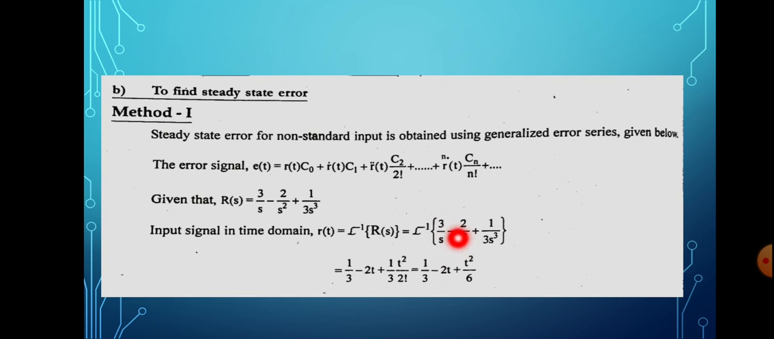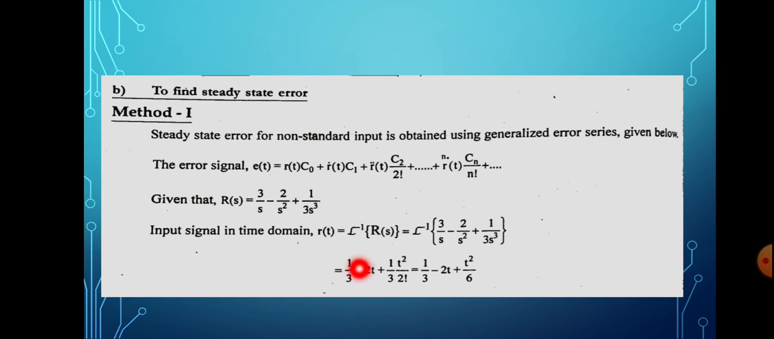Here the first term has the value 1 by 3, minus 2 into t, plus 1 by 3 into t square by 2 factorial. So you got the form like this, that is 1 by 3 minus 2t plus 1 by 3 into t square by 2 factorial.